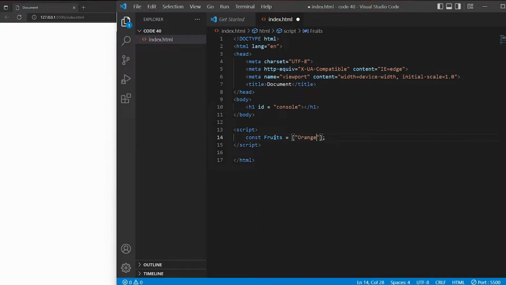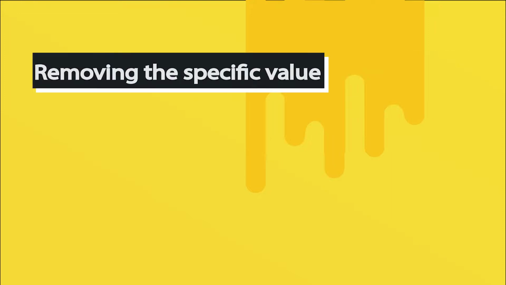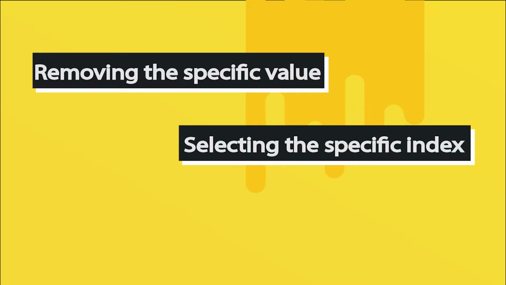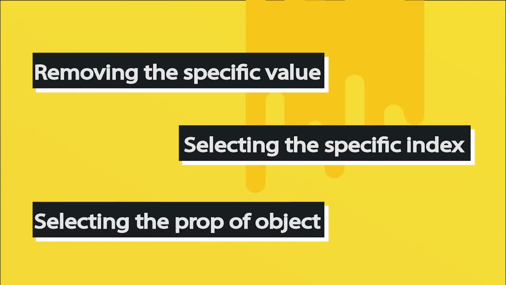Alright, now I'm gonna create an array of fruits. To understand this filter concept clearly, I will give you 3 examples. First, I will try to use the filter to remove a specific value of an element in the array. Second, selecting a specific index of an element in the array. And finally, selecting a specific color of fruits I want.